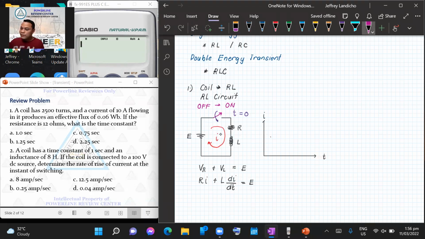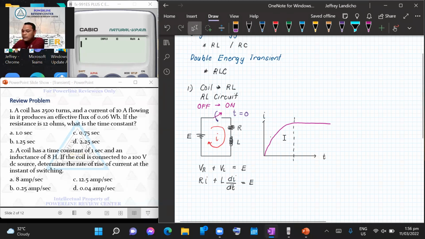So obviously, what we will see there is that the current continually increases until it reaches the final steady state. If you go back to your control system, the total response of the given circuit is composed of two, no? The forced and natural response, or what we call the transient response and the steady state response.